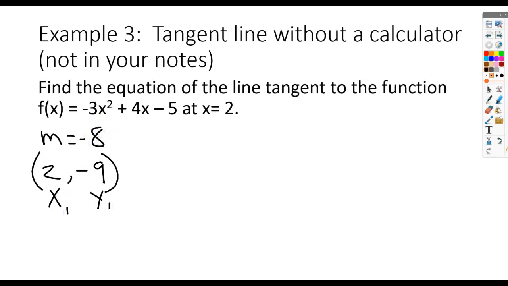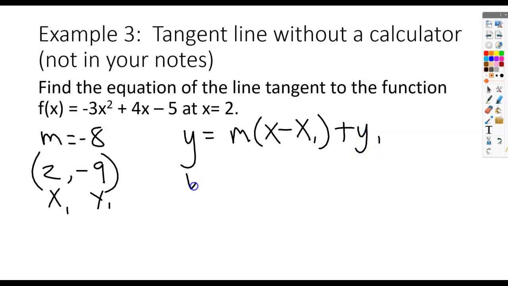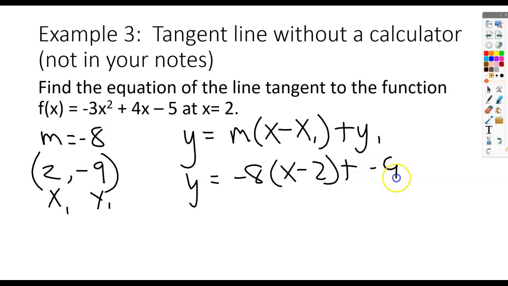And now the problem becomes exactly like the last thing we did on the last page. So we move on to the next step, which is just go ahead and plug it into this point slope formula, is what this thing is called. It's called the point slope formula. So here we go. y is equal to negative 8, my m, times x minus x1, which is 2, plus y1, which is negative 9. So simplifying this, you don't have to. You could leave it like this, but I'm going to go ahead and simplify.